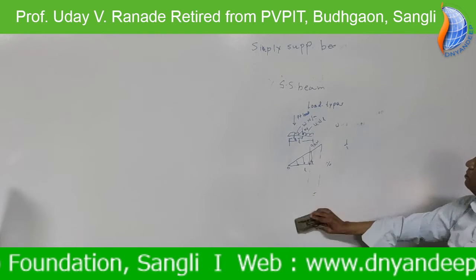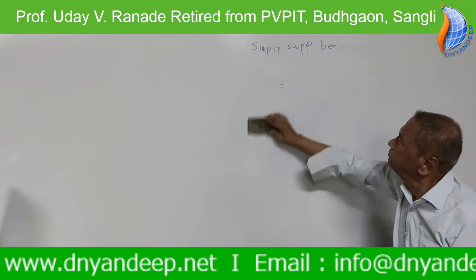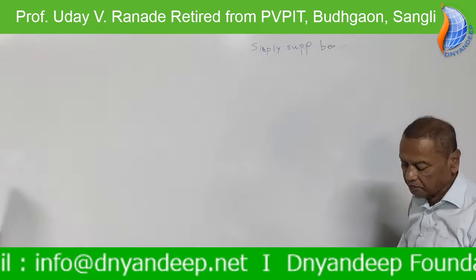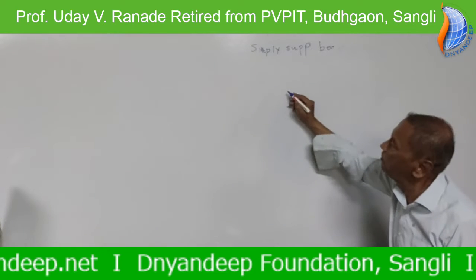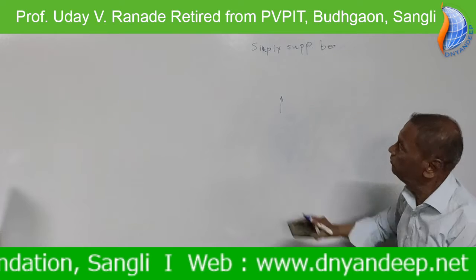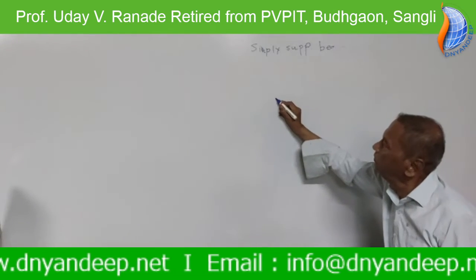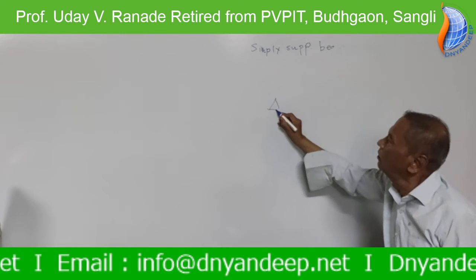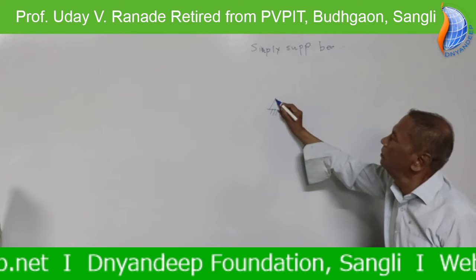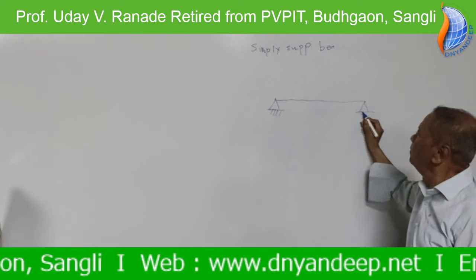We will take actual examples on simply supported beams. First, we take a simple example. Using conditions of equilibrium, we can solve simply supported beam problems. Consider a beam, at one end hinged, at the other end roller.